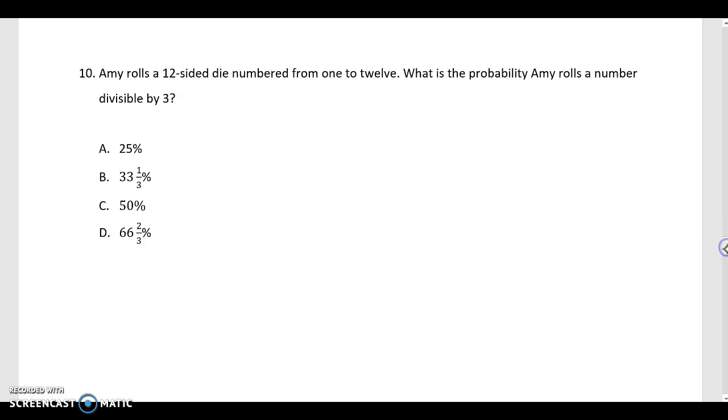Okay, number 10. Amy rolls a 12-sided die numbered 1 through 12. And you know, I was really proud. I saw a lot of you that listed out your numbers 1 through 12. 1, 2, 3, 4, 5, 6, 7, 8, 9, 10, 11, 12. Okay, so then it says, what is the probability that she rolls a number divisible by 3? That caught a lot of you up.